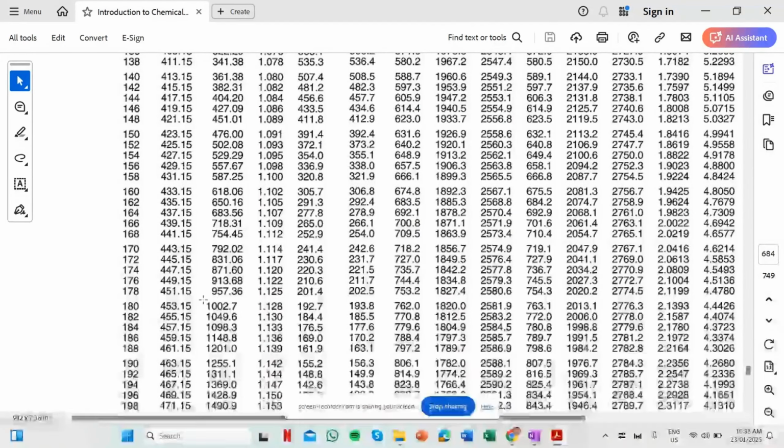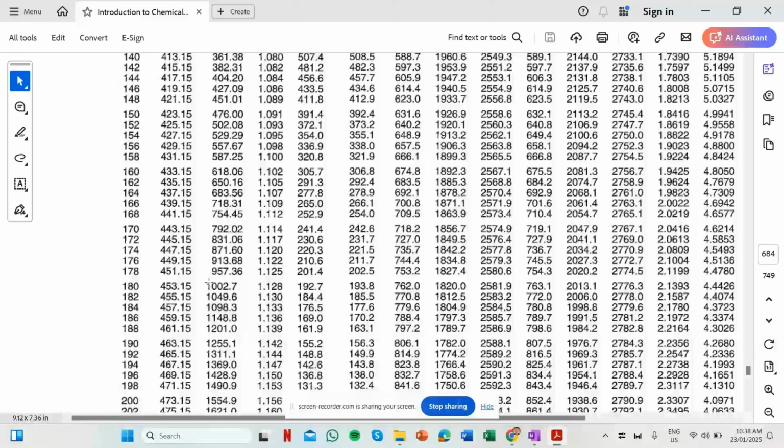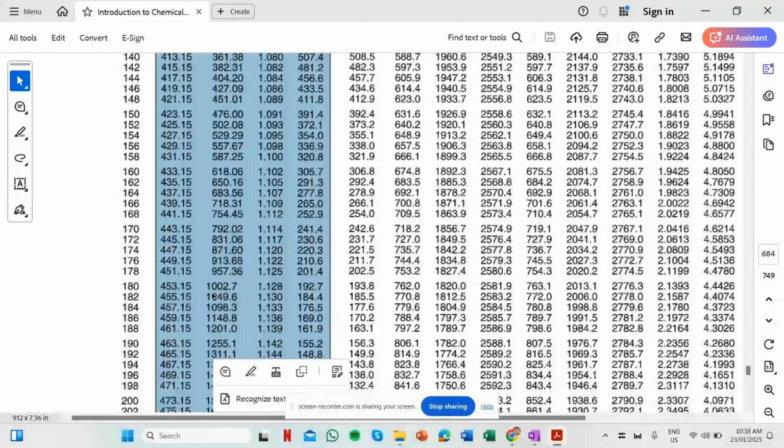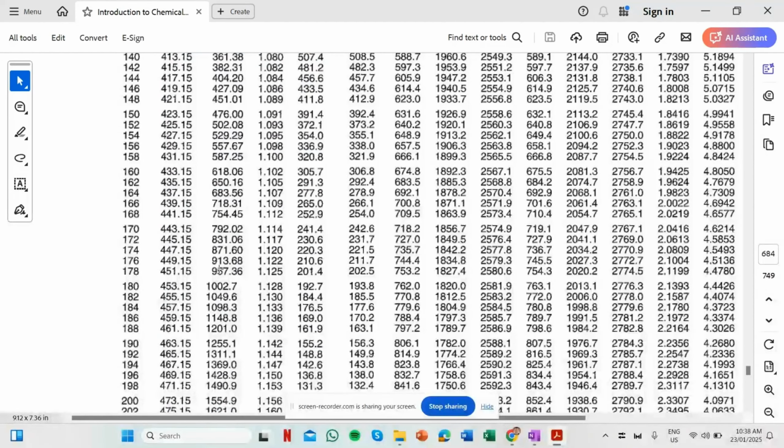Okay. So this is the kPa value. So this is around this value. So we have here 1002.7. So in between 957.36 kPa and 1002.7. So more or less our data is within this range because we have 1000 kPa. So it's in between here.